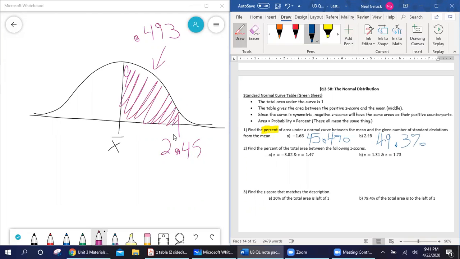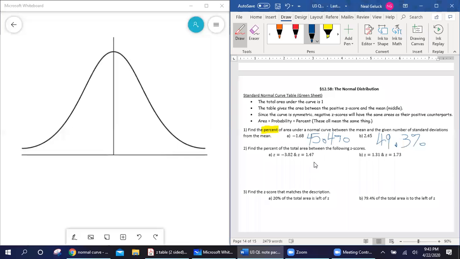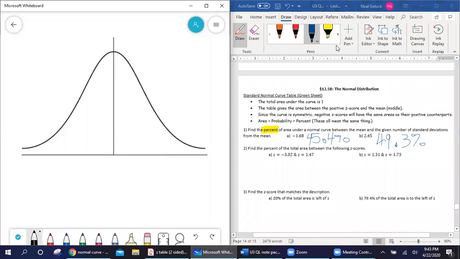Now that's between some number and the mean, the middle. I can also give you between two separate z-scores. So let's see how we're going to attack this. You can see here I've added a permanent normal curve, so I don't have to keep drawing and erasing it. So a z-score of negative 3.02. So negative z-scores down here. And positive 1.47. So I don't know, somewhere around here.